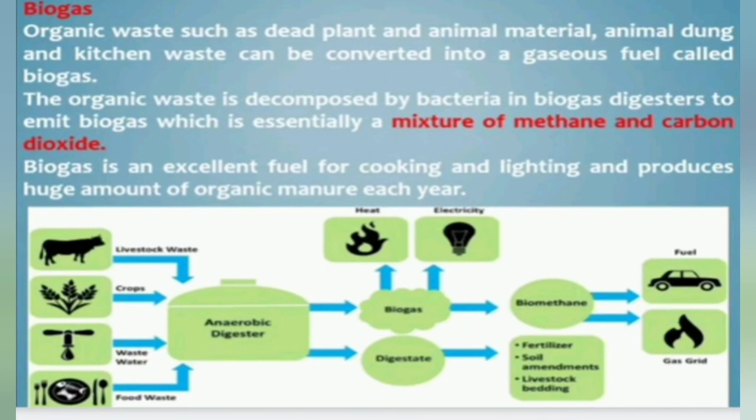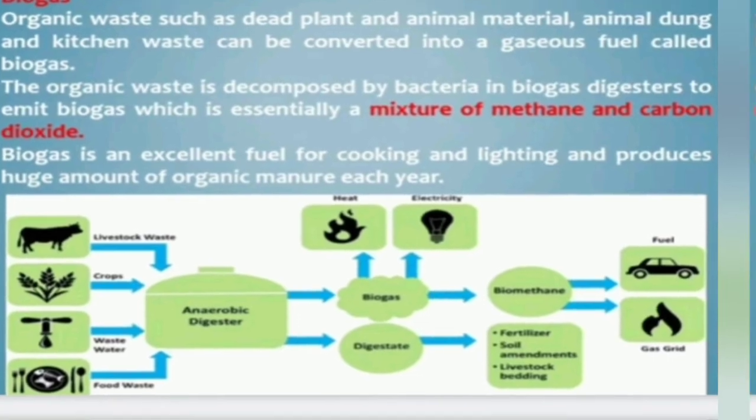Organic waste such as dead plants and animal material, animal dung, and kitchen waste can be converted into gaseous fuel called biogas. The organic waste is decomposed by bacteria in biogas digesters to emit biogas, which is essentially a mixture of methane and carbon dioxide. Biogas is an excellent fuel for cooking and lighting and produces huge amount of organic manure each year.